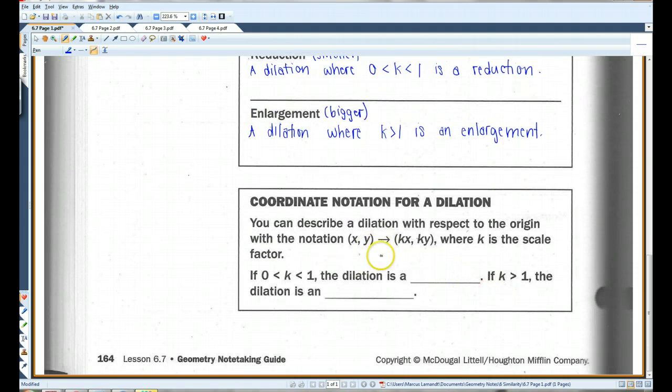Coordinate notation for a dilation. You can describe a dilation with respect to the origin with the notation (x, y) goes to (kx, ky), where k is the scale factor. If k is in between 0 and 1, the dilation is a reduction. If k is greater than 1, the dilation is an enlargement. Alright, let's go on to page 2.